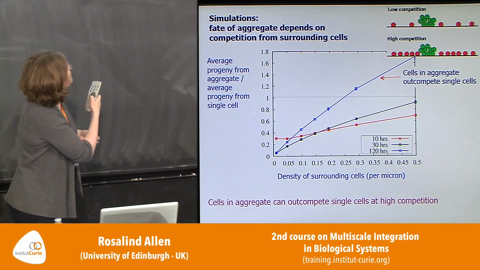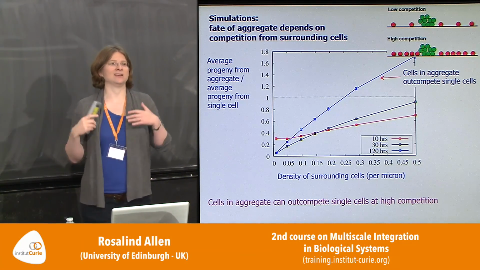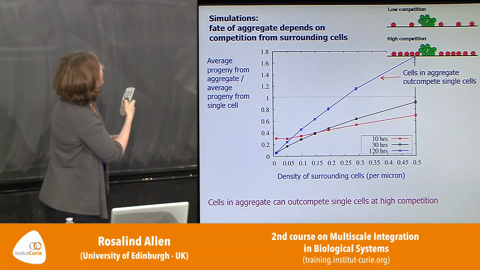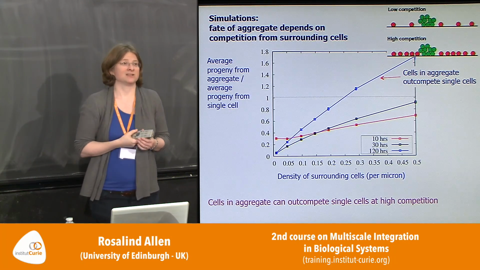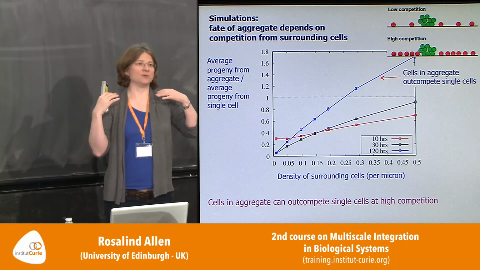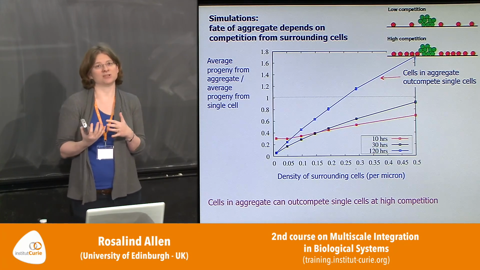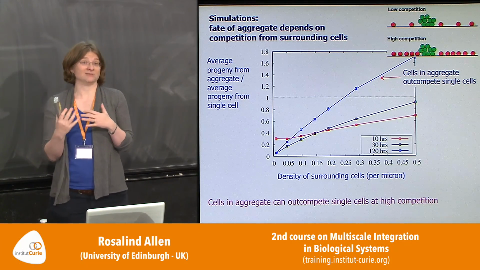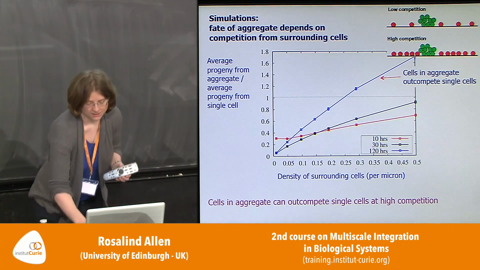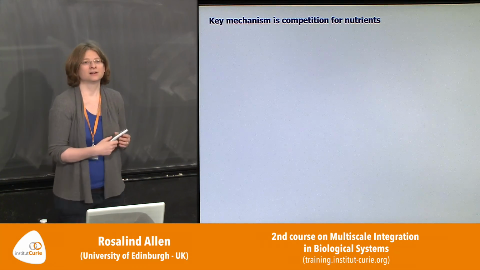What you can see from this data, broadly speaking, is that the higher the density of the surrounding single cells, the more likely it is that the aggregate is going to win. So these curves increase. Also, if you wait a long time, the aggregate tends to win. What we learn here is that the outcome of this simulation depends on the level of competition. If there's high competition, the aggregate does better relatively, and if there's low competition, the aggregate tends to do worse relatively. Okay. Does it also depend on the density in the aggregate?